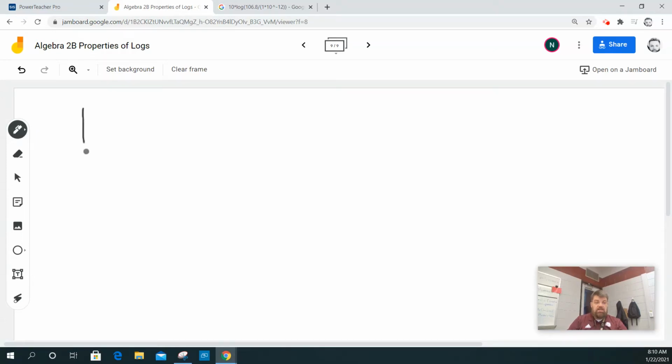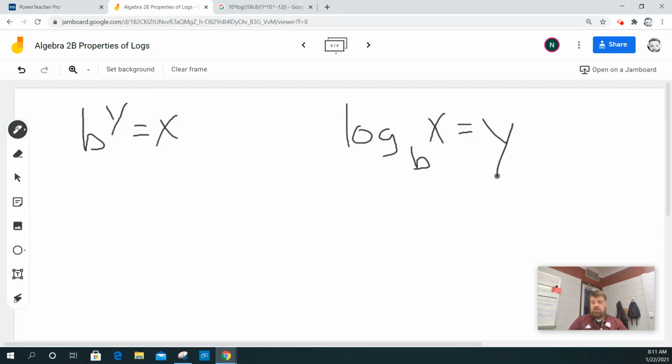So remember that the relationship between the log is, and I'm just going to use my notation, the convention that I use, because the curriculum is all over the place. B raised to some power equals x. And the relationship to that is log base b of x is equal to y.